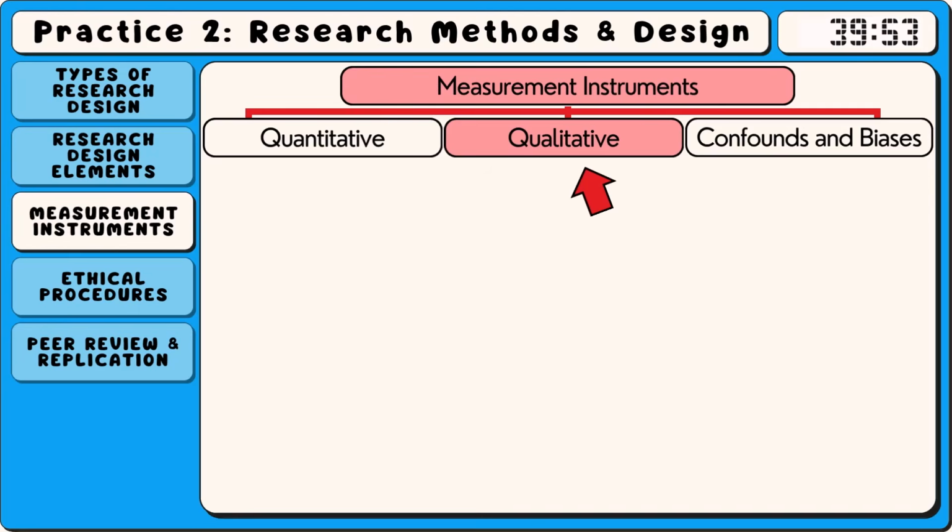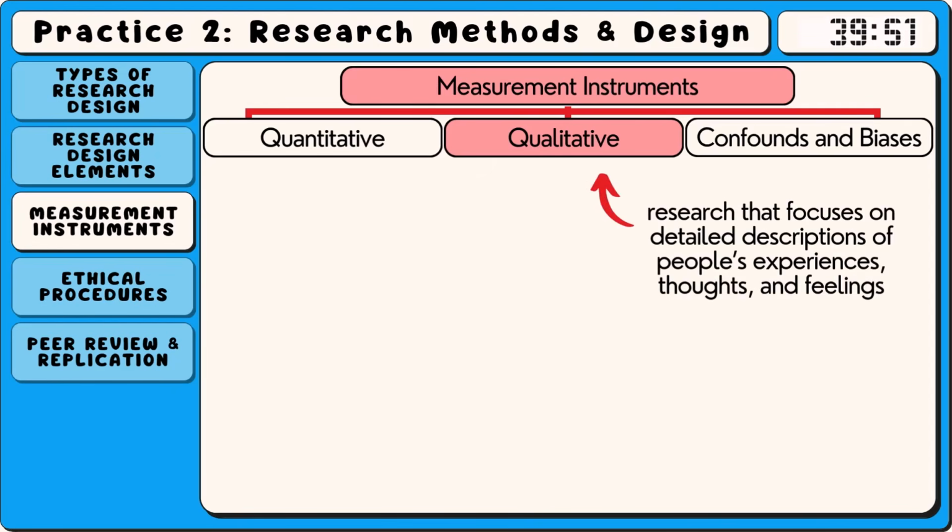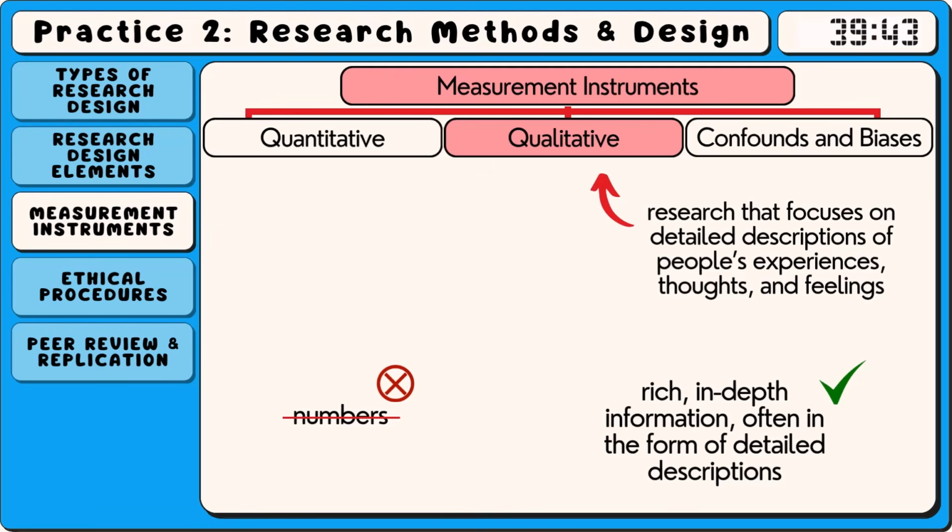Next, let's look at qualitative research. This is research that focuses on detailed descriptions of people's experiences, thoughts, and feelings. Instead of numbers, qualitative research collects rich, in-depth information, often in the form of detailed descriptions, that helps researchers understand the meaning behind the numbers.